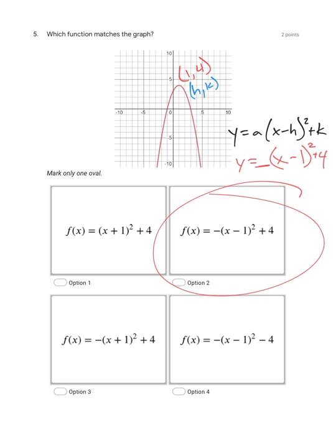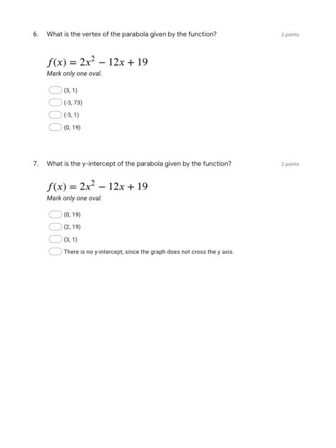You can also make sure that that's true because this opens down, and so it has to be negative, so it's got to be one of those. This one has to be not it because that one opens up. Okay, what is the vertex of the parabola given by the function?